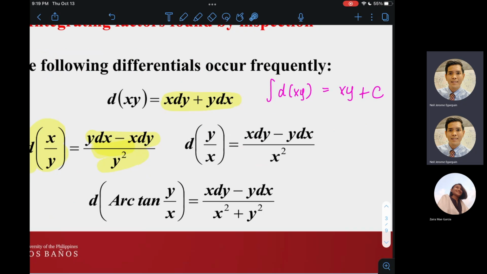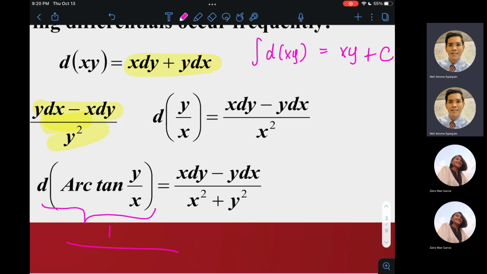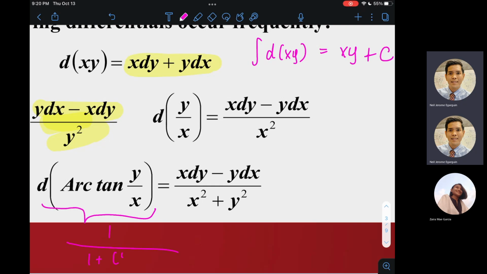Alright? So, paano siya naging ganyan? Well, i-differentiate natin to or kukunin natin yung differential, right? Ang differential ng arctangent ng isang number ay 1 ng isang function. It's y over 1 plus the argument squared.